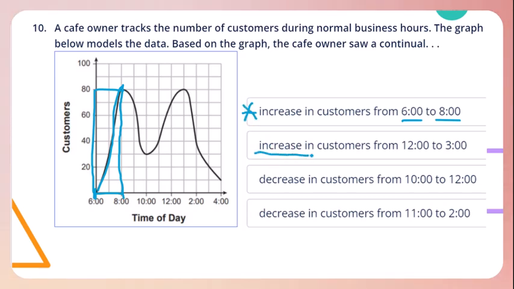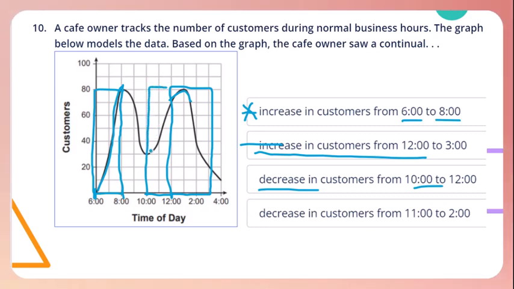Is there a continual increase from 12 to 3? So let's go from 12 to 3, and let's draw a rectangle around that. Well, it goes up, but then it goes down. So it's not a continual increase. That's out. Is there a continual decrease from 10 to 12? So I'm going to look at this area right here, and it looks like it's increasing from 10 to 12, not decreasing. So that's out.